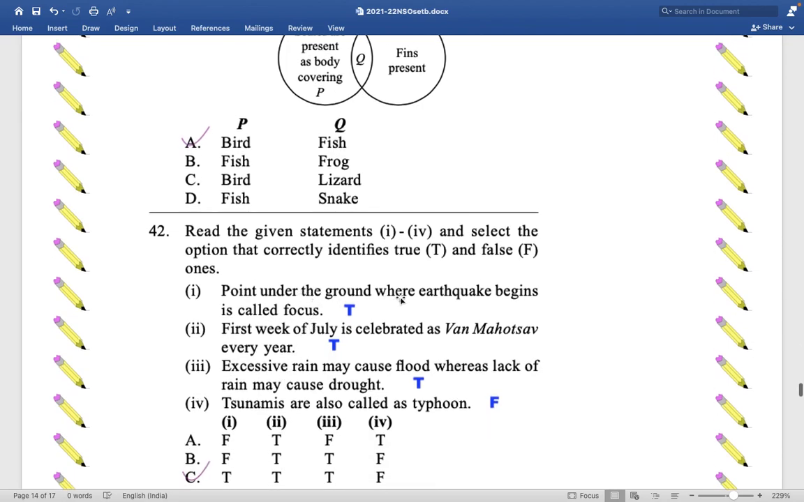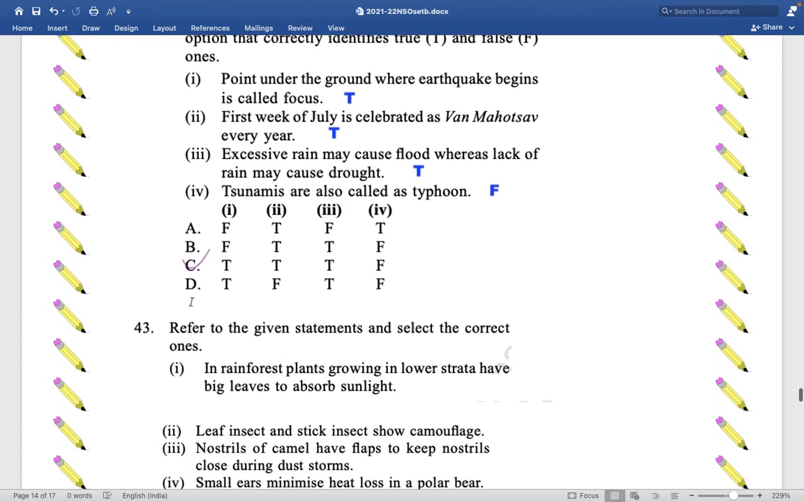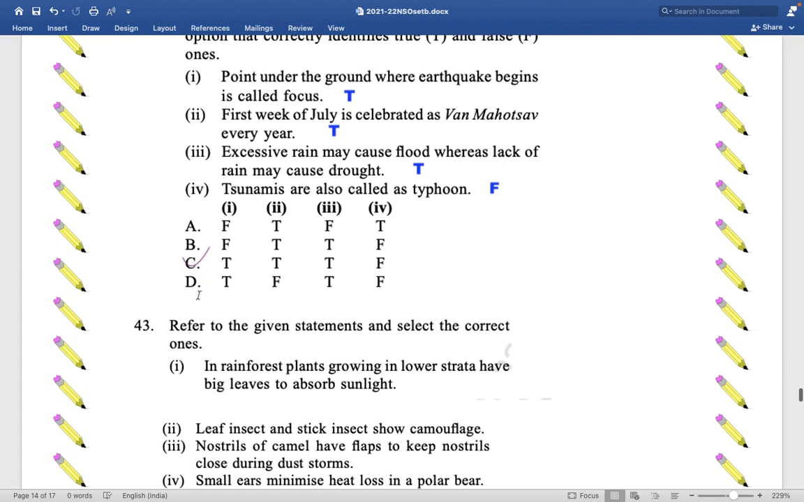Point under the ground where earthquake begins is called focus. This is true. First week of July is celebrated as Van Mahotsav every year. This is true. Excessive rain may cause flood, whereas lack of rain may cause drought. This is true. Tsunamis are called typhoon. This is false. C is the correct answer.